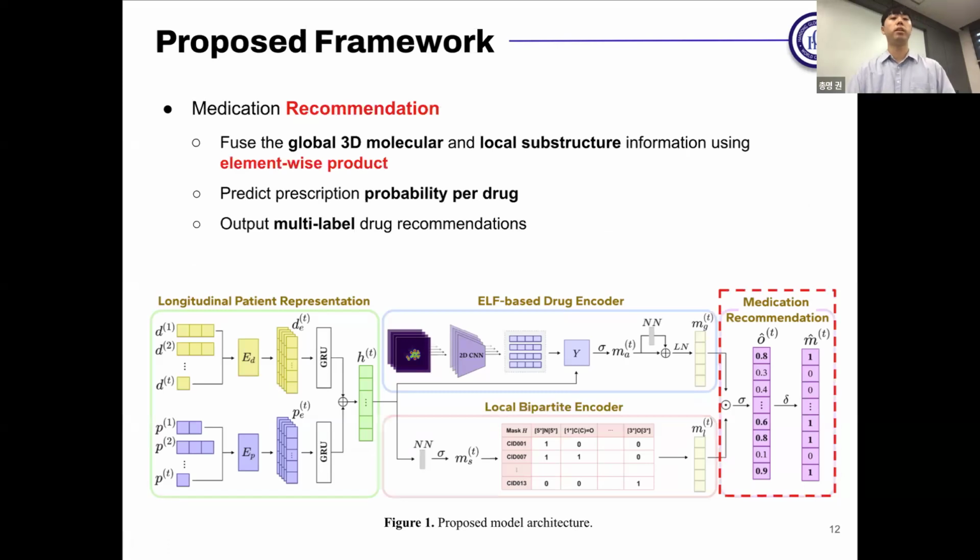Finally, we move to medication recommendation. We fuse the global 3D molecular and local substructure information using an element-wise product to predict prescription probability and output a multi-label drug recommendation.